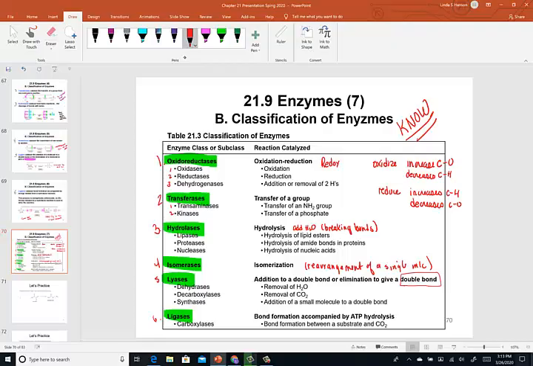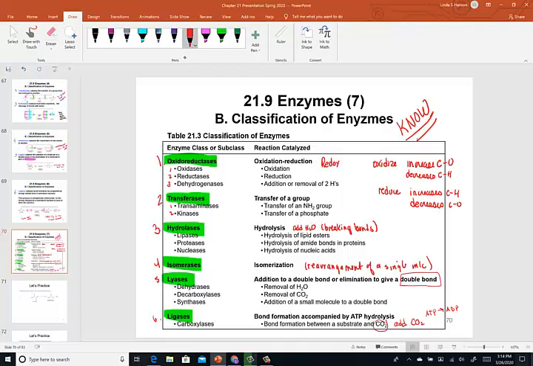This is the bond formation accompanied by ATP hydrolysis, the bond formation between a substrate and a carbon dioxide. You're going to add carbon dioxide and spend energy. So you'll literally see ATP turning into ADP as another clue of that type of enzyme. Know this chart. Know it backwards and forwards. Know the chart so that you can categorize types of enzymes.